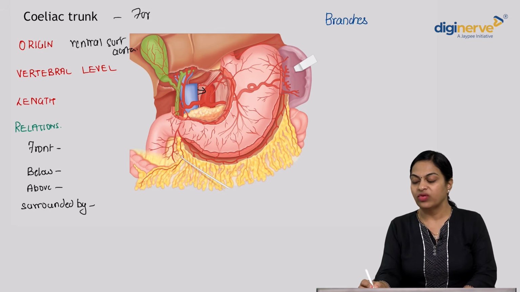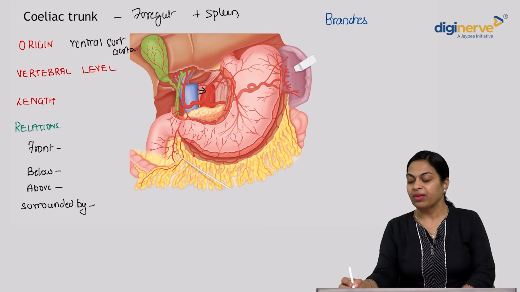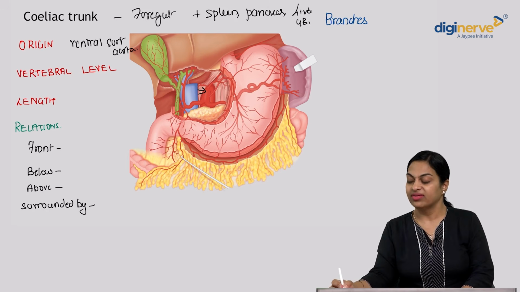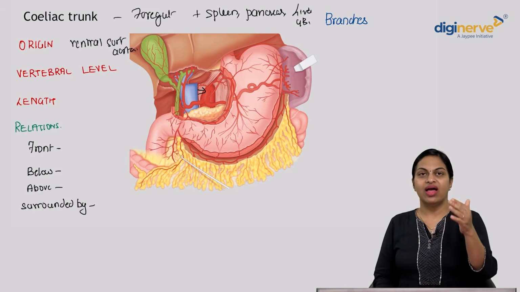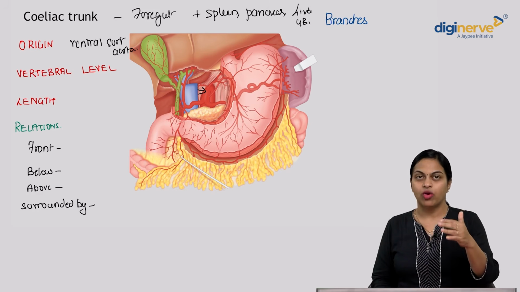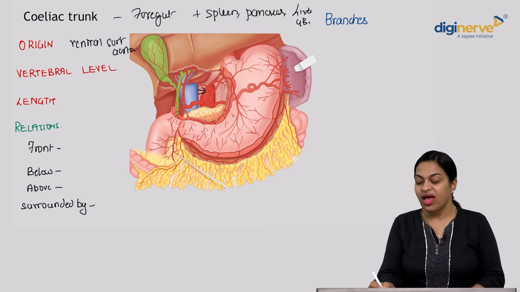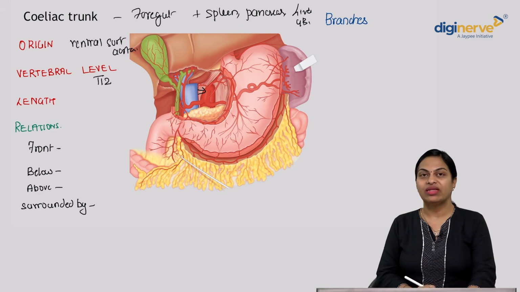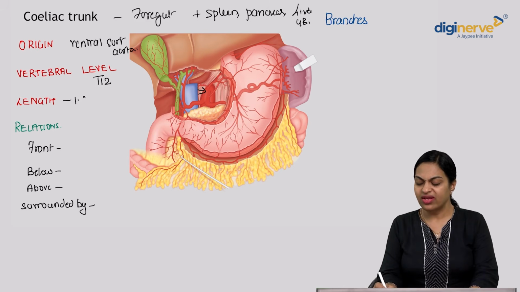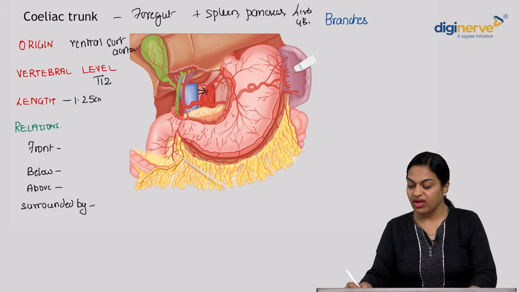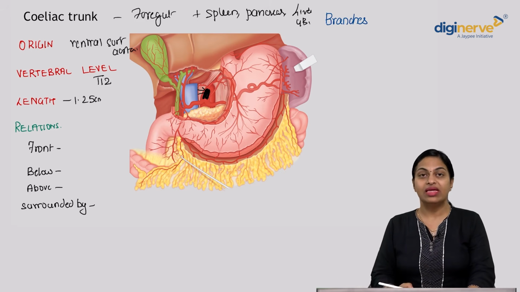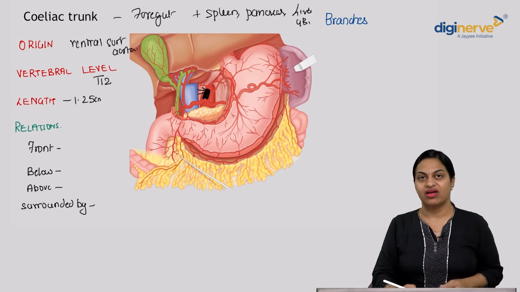And as I told you, it is going to supply the derivatives of the foregut plus the spleen, pancreas, liver, gallbladder. And as it comes from the anterior surface of the abdominal aorta, its origin is immediately below the aortic opening and corresponds to T12. It has a very short trunk, as you see here, 1.25 centimeters, and then it immediately divides into three branches.